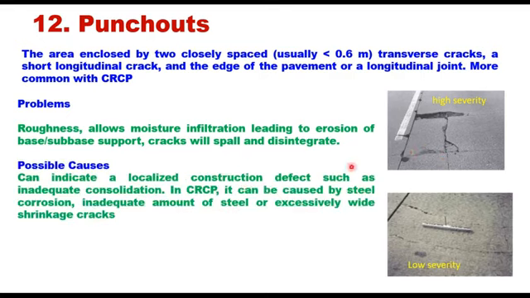A punch out can indicate a localized construction defect such as inadequate consolidation. In CRCP, it can be caused by steel corrosion, inadequate amount of steel, or excessively wide shrinkage cracks. And full depth repair or full depth patch is the only repair technique for punch outs in a concrete slab.